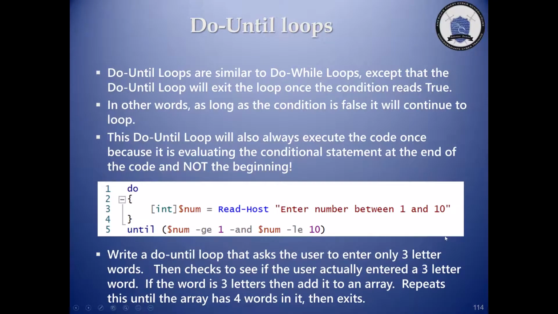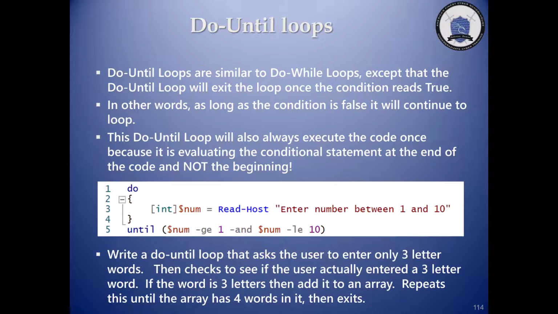All right, so next we're going to go into do until loops. So again, do until are very similar to do while loops, except that a do until loop will exit the loop once the condition reads true. So I really actually like do until loops. They're probably one of my favorite loops out of all of them. The biggest thing is I always think of do until, right? Do this until I get what I want. And whenever I get what I want, exit the loop.